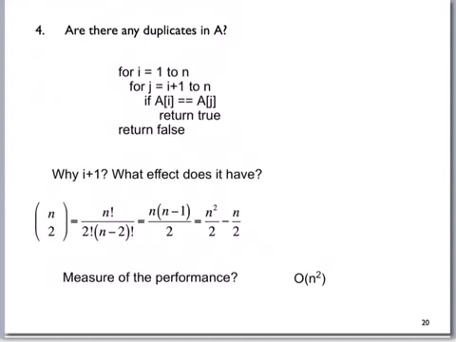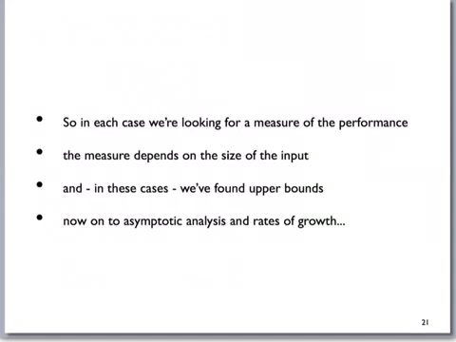Okay, so for these, in each case, we're looking for a measure of performance. The measure depends on the size of the input, and in each of these cases, we're looking at upper bounds. What's the maximum number of comparisons, the maximum number of times through the loop that we will need? So now on to the real definitions of asymptotic analysis and rates of growth.